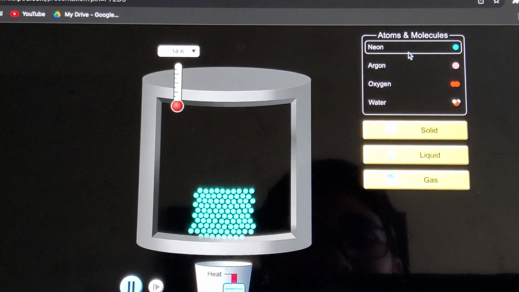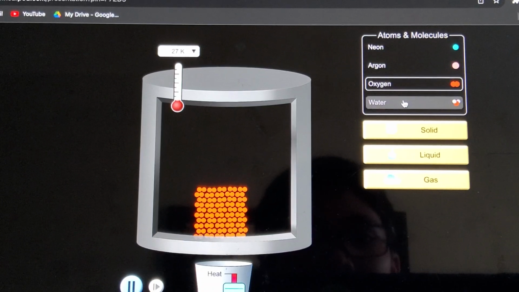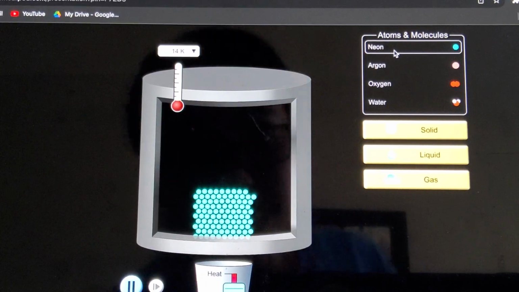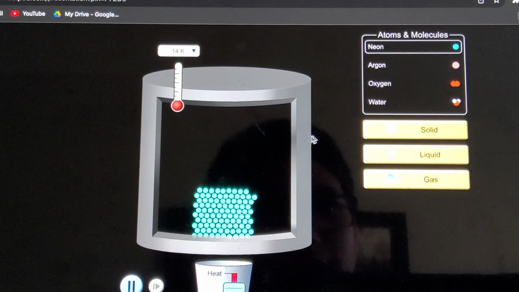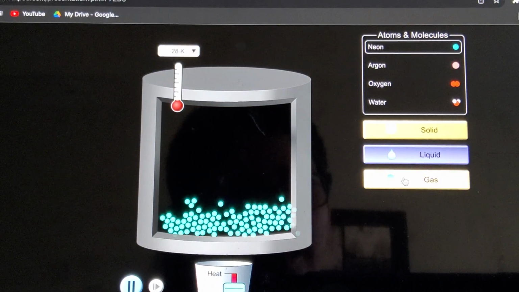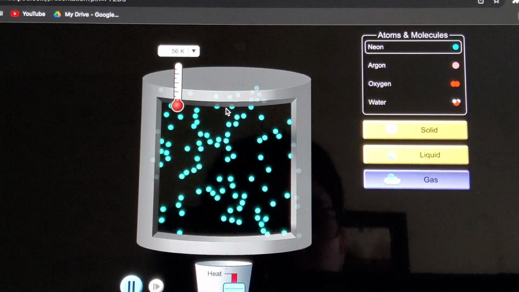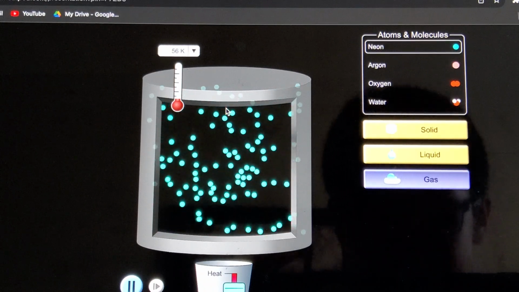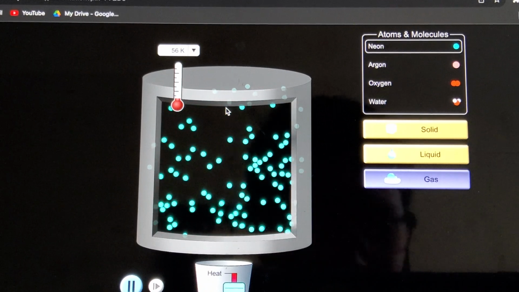So we have neon, which is something like this. We have argon, we have oxygen, and we have water, which is H2O. I'll explain that in a second. So a neon is like this, right? We can choose anything, right? This is liquid and this is gas. Whoa, what happened all of a sudden? Why is it like this? All of a sudden we put gas? Because the particles don't have a definite shape, nor do they have a definite volume.